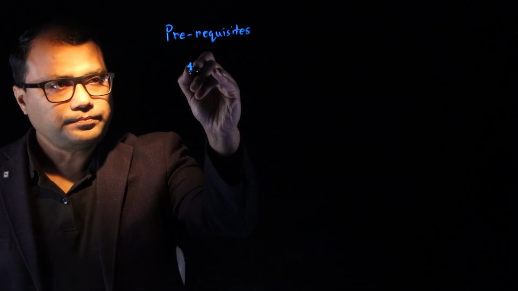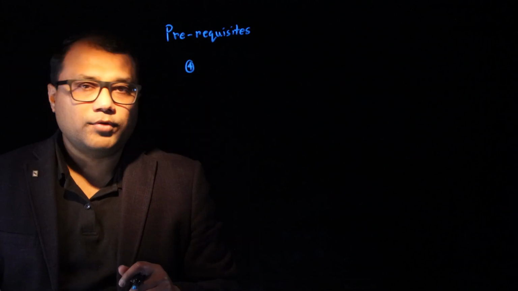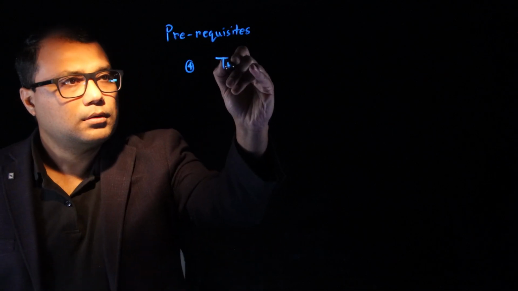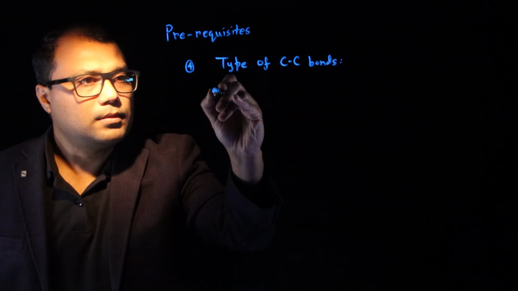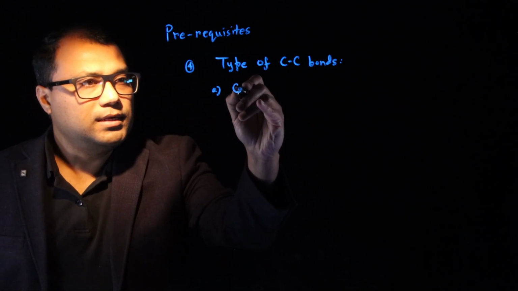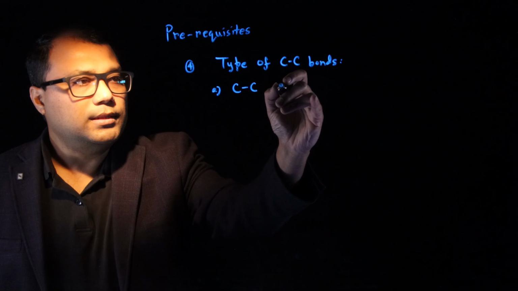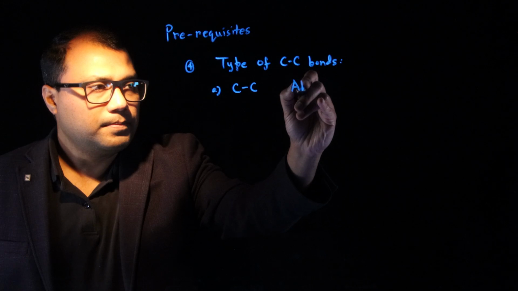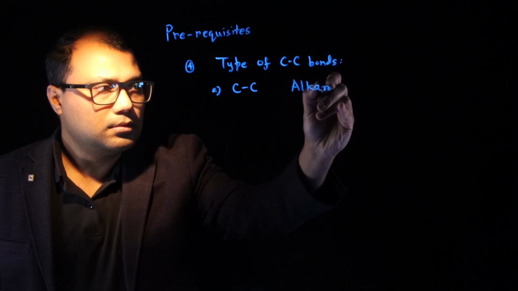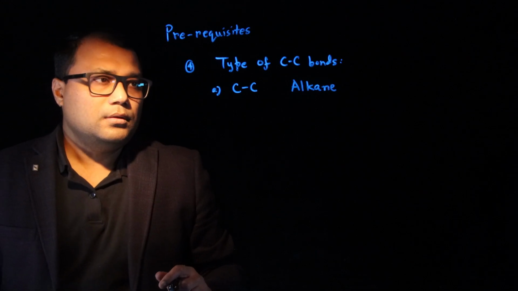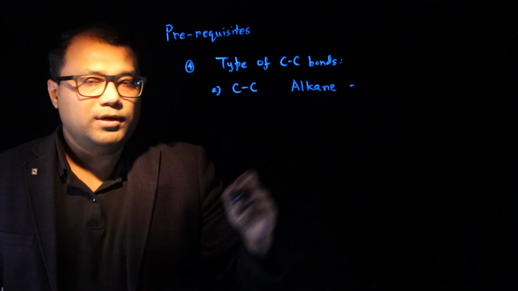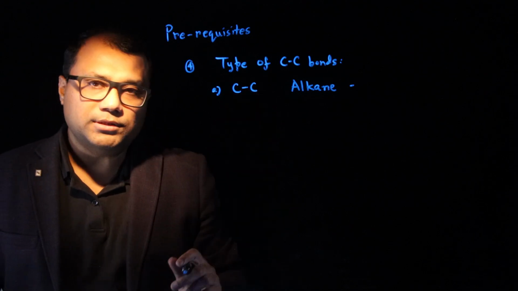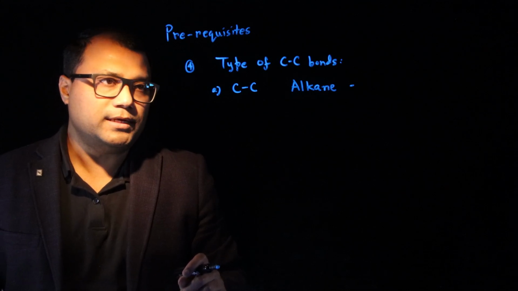Number four, depending on the type of carbon-carbon bonds, the compound is named accordingly. If it is a single bond between carbon atoms, then the base name of the structure is alkane. Okay. In this case, it's a fully saturated hydrocarbon, which means each carbon atom attaches itself to the highest number of hydrogen atoms that they can.